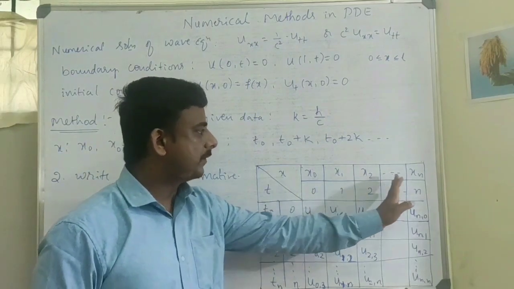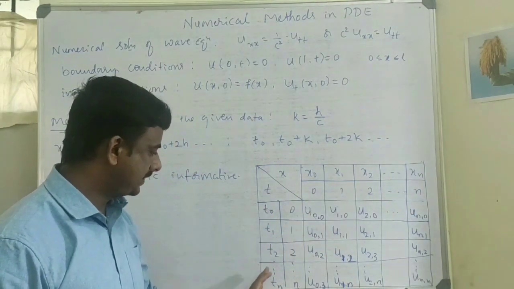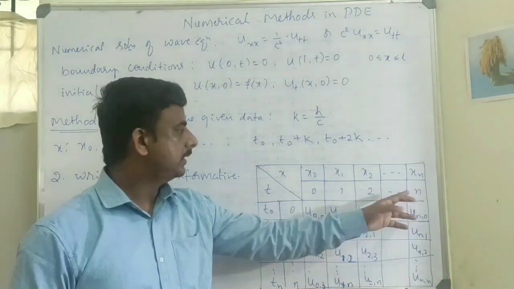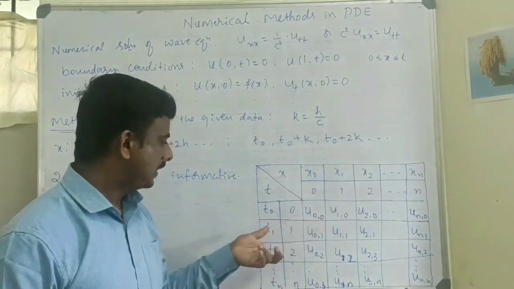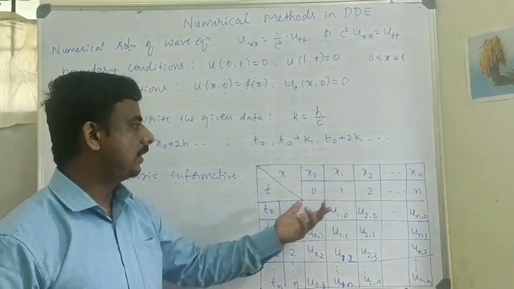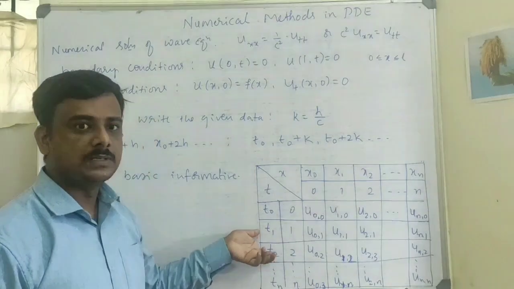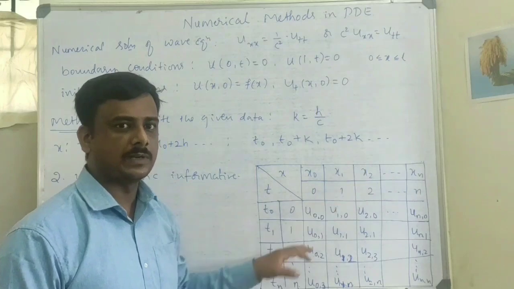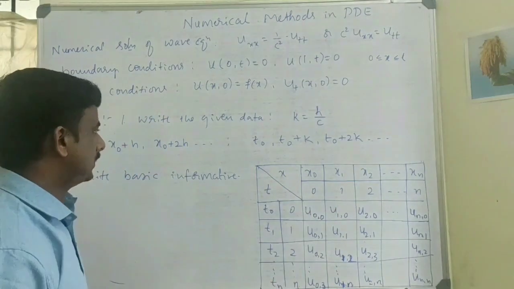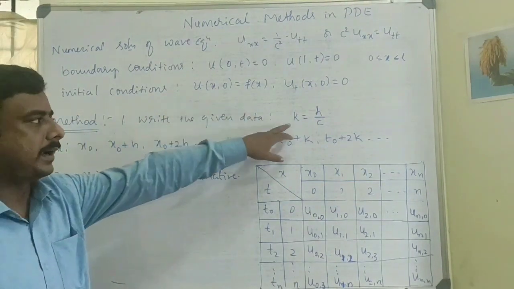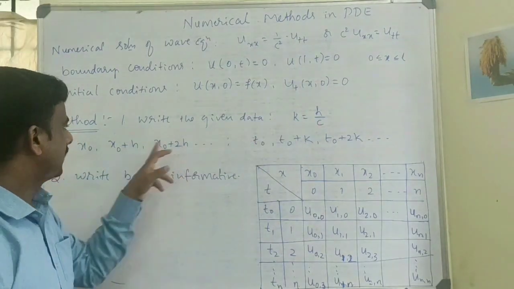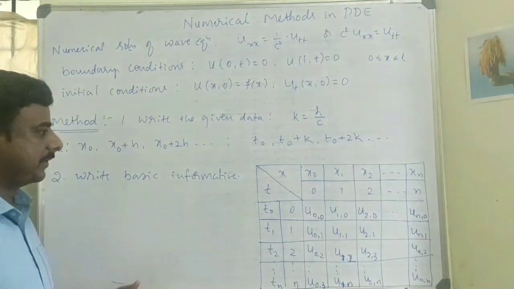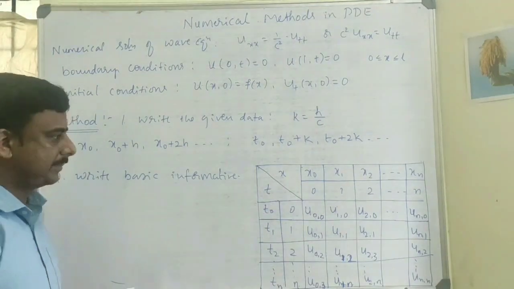Number of subdivisions for x and number of subdivisions for t here I have taken as n. So this need not be equal always. This may have 5 subdivisions and this may have 4 subdivisions, or this may have 4 and this may have 6 subdivisions. n need not be equal in both the cases. Just for our reference I have used n here. So first I had to collect the data, then write k using this formula, then the point of subdivisions. Next I had to write the basic informative table. This is called basic informative table.